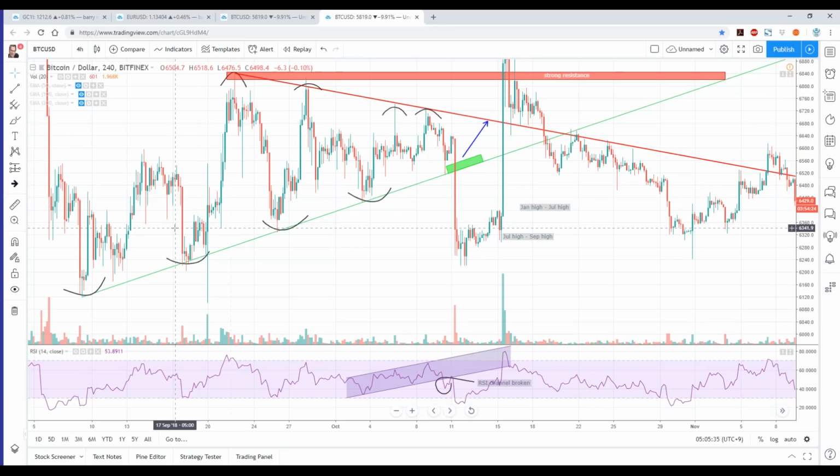Okay, so we're looking at a chart for Bitcoin. Irrelevant. It's got nothing to do with the price of Bitcoin. It's about what you can see on here. So as we look at the price of Bitcoin on this chart, okay, we can see that the oscillator, in this case RSI, moves into basically the same patterns as the price does.